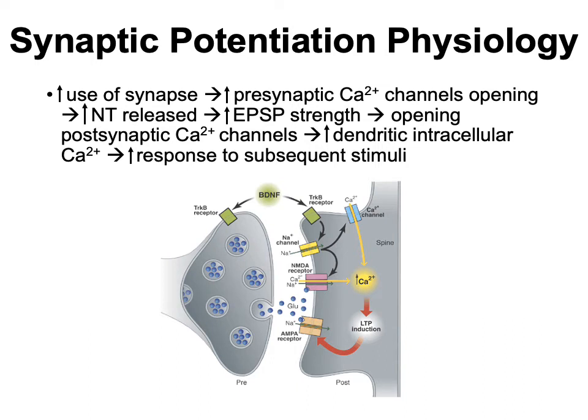A strong postsynaptic potential will lead to the opening of postsynaptic calcium channels on the receiving dendritic spine. This opening of calcium channels on the dendritic spine will lead to an increase in dendritic intracellular calcium. This is the key to increasing the response to subsequent stimuli and the key to neuroplasticity.